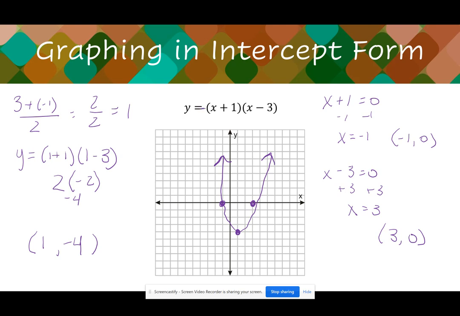Then you can draw your parabola. If there's a negative sign in front of this whole equation, it means that your parabola opens downwards, just like we did with vertex form.